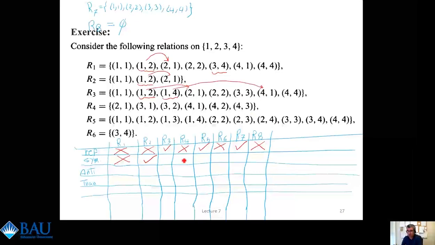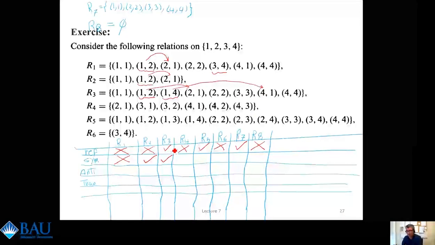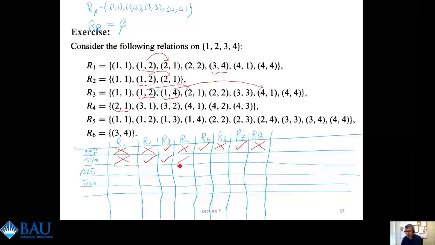Rest, done. You don't need to check them because we have a 2, 2, we have a 3, 3, 4, 4. You don't need to check them. R4. We have a 2, 1. Do we have a 1, 2? No. Stop. I said that it is not symmetric.